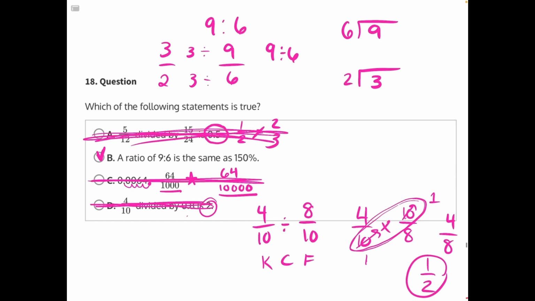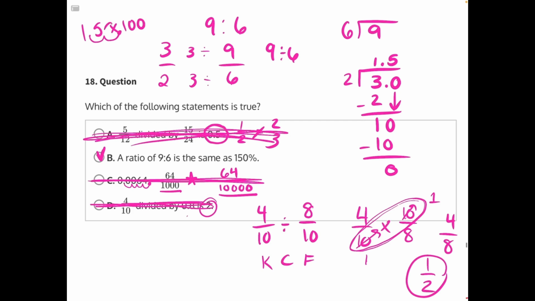2 can go into 3 one time. When we subtract, we get 1. We'll have to add a 0 and a decimal. 2 can go into 10 5 times, and that goes in evenly with no remainder. So now we can take this decimal and change it to a percent by multiplying it by 100. That will move the decimal point 1, 2 places to the right. We'll add a 0, giving us 150%, matching answer choice B.